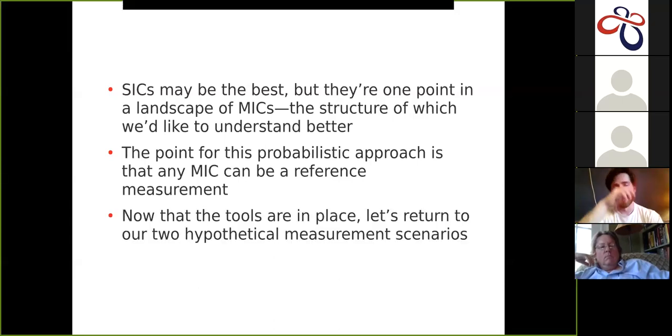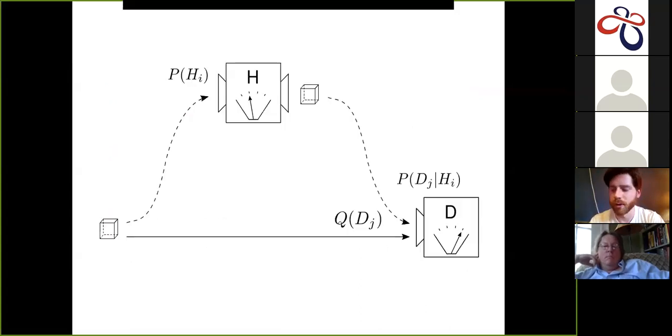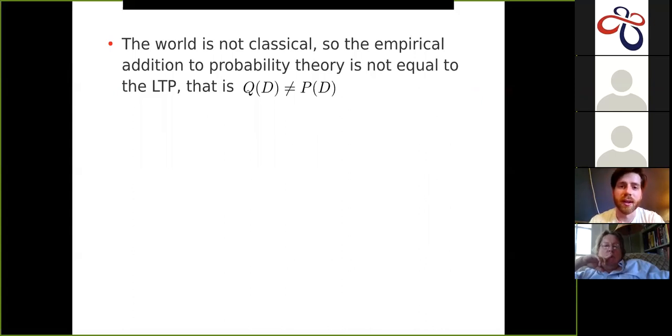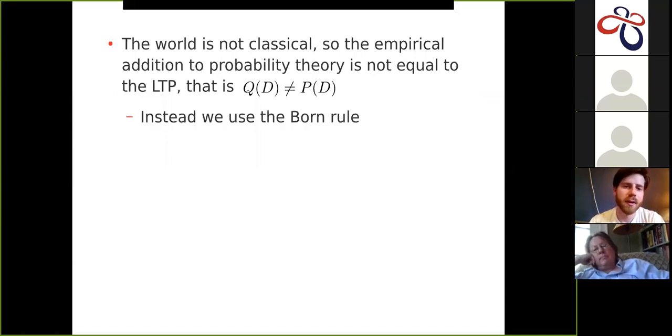So now that the tools are in place, let us return to the two hypothetical measurement scenarios I described earlier. Now I've drawn them all in one picture, where the dotted path represents the first measurement scenario I described, and the solid path represents the second one. And we have all of the relevant probabilities in place. Since the world is not classical, the empirical addition to probability theory is not going to be equal to the law of total probability. So we shouldn't make a classical assumption because the world is not classical. Q of D does not equal P of D. Instead, we use the Born rule.